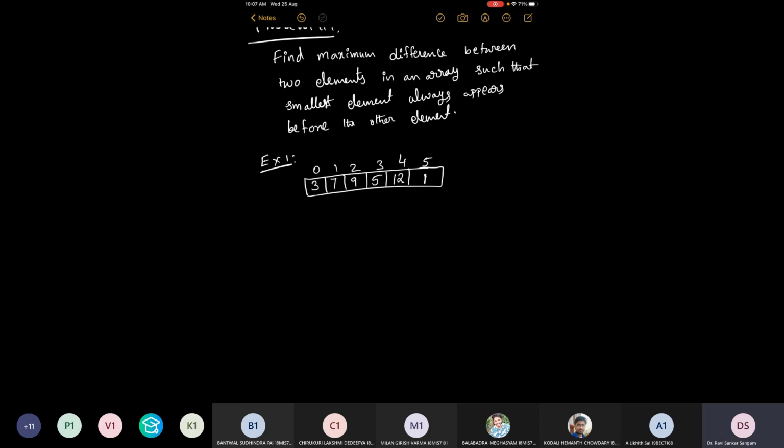Okay. Now the thing is, we need to find the maximum difference between any two elements such that in that difference definitely one should be the smallest element and the other one should be the greatest element, right? So the smallest element should appear on the left side. So if you just see this array, the maximum difference is always maximum element minus minimum element. Minimum element is 1, maximum element is 12.